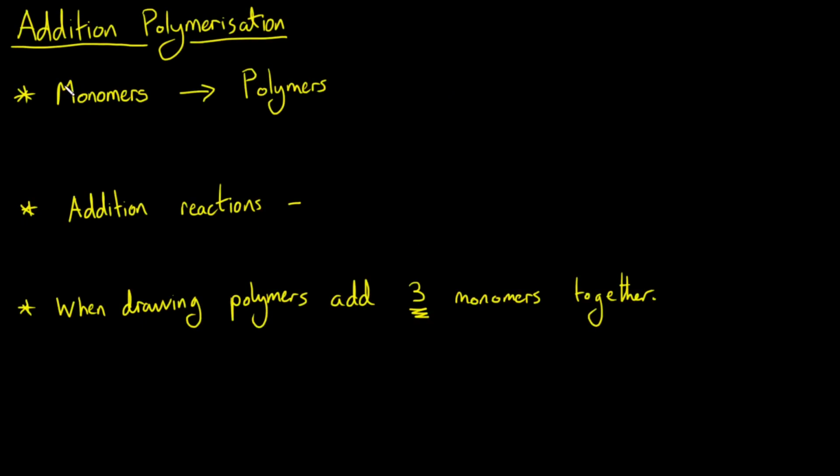Well, as I said before, monomers into polymers. That word monomer, if we take the mono part, means one, and the mer means unit. So we're turning one unit of something into lots of, or many units. So essentially we're just joining together loads of monomers to make a polymer.